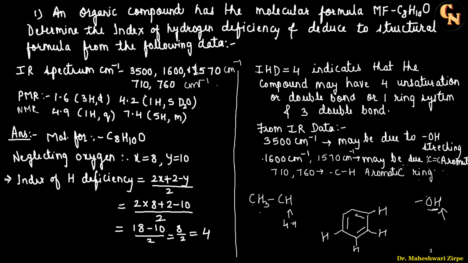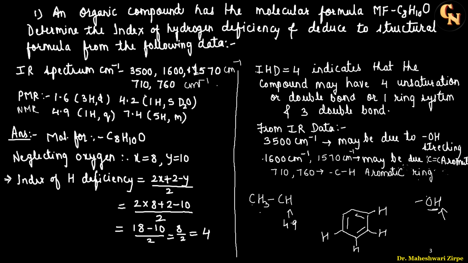Now if you see the value of 4.9, it is really high, on the higher side of the chemical shift. 4.9 delta shows a high value. That means it must be attached to some electron withdrawing group. This group should be attached to the electron withdrawing group. That's the reason why you are getting the 4.9 delta value.